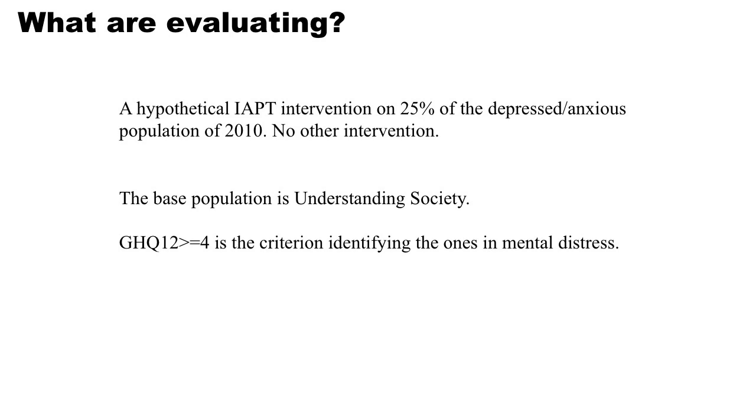So what are we evaluating here? As in the previous example, we're evaluating a hypothetical IAPT intervention on 25% of the depressed, anxious population in 2010. No other interventions, otherwise business as usual. We have a population on which we show this outcome. This is the Understanding Society data set. I don't know if people are familiar with the old BHPS, but this is the main longitudinal panel that there is in the UK. It's been up and running for close to 30 years now, I think.